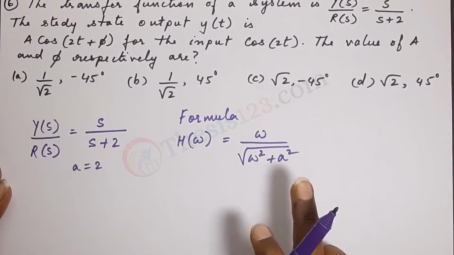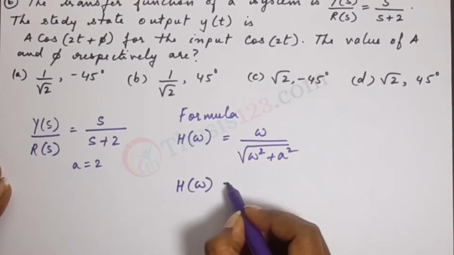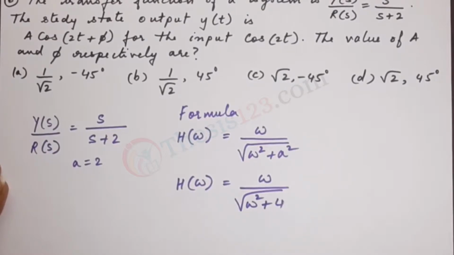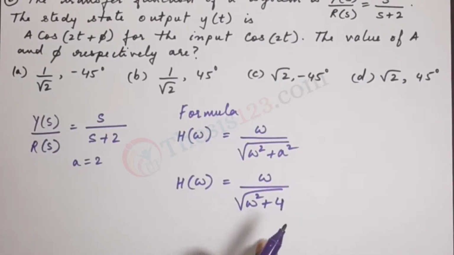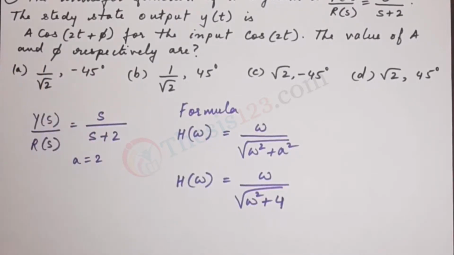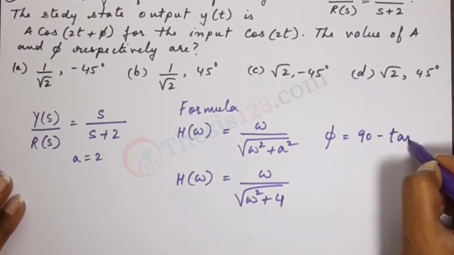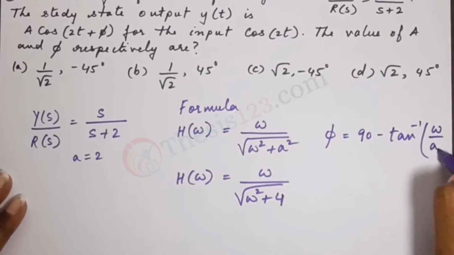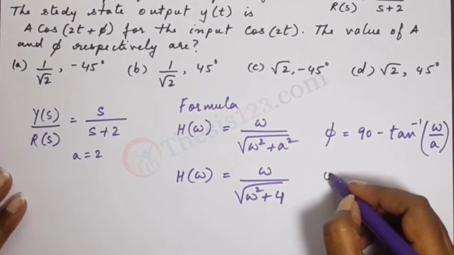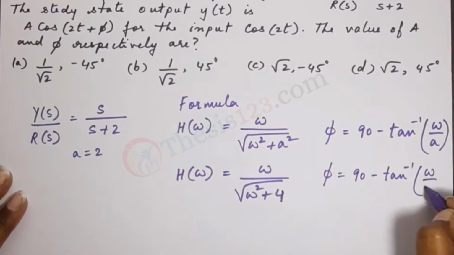Now let's substitute that into this formula. So we will get H of omega is equal to omega by root of omega square plus 4. Now we need the phase as well, because we are asked the value of phi, so we need a phase angle. The formula for phase angle is 90 minus tan inverse of omega by a. We know a is 2, so phi would be 90 minus tan inverse of omega by 2.